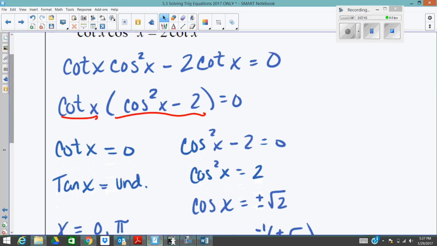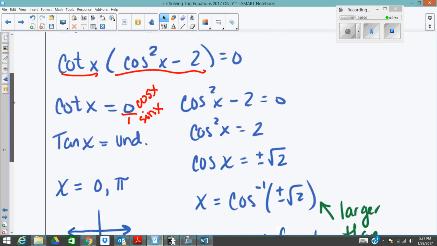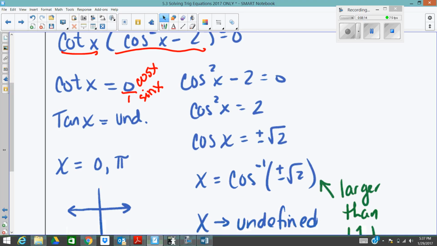So cotangent of x equals 0. Cotangent, remember, is the reciprocal of tangent. So that means tangent of x is undefined. Or cotangent, remember, is cosine over sine. So what this is really asking is where is cosine of x 0 and where is sine of x 1? And that answer is in 2 locations, at 0 and at pi. Right here and right here. Because remember, those are our coordinates.